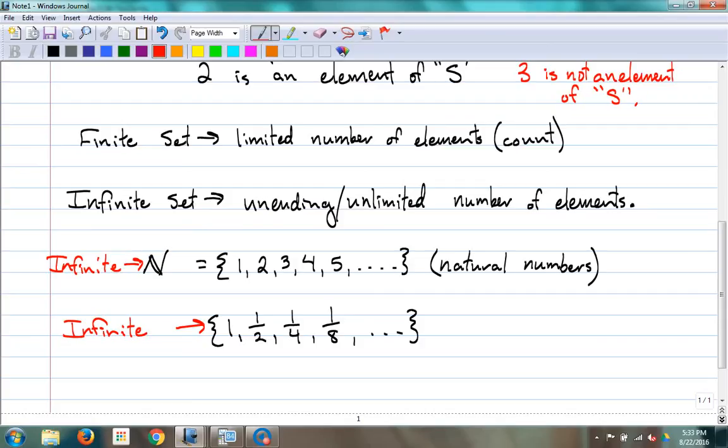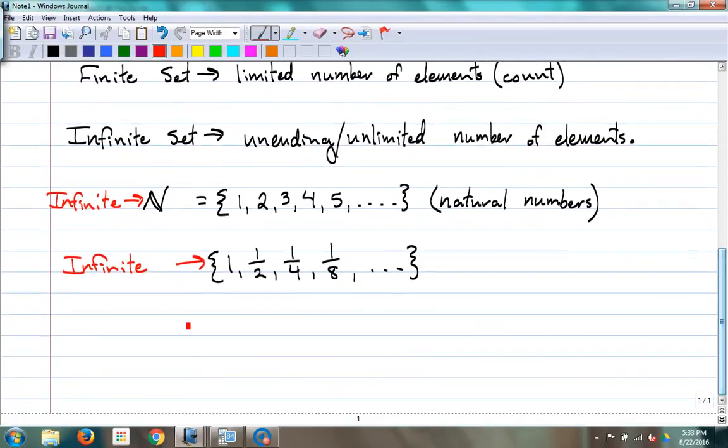But it just keeps going. And the dot dot dot tells us that it's infinite. Okay, so be careful. That dot dot dot on the end tells you that's infinite. That's important. Okay.